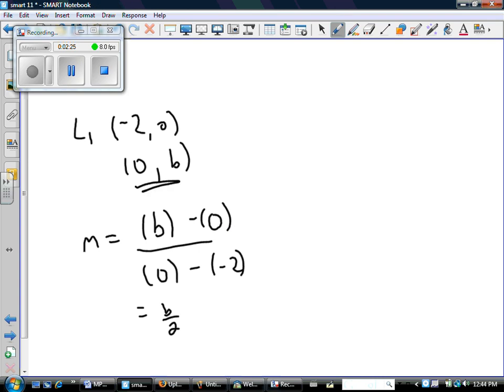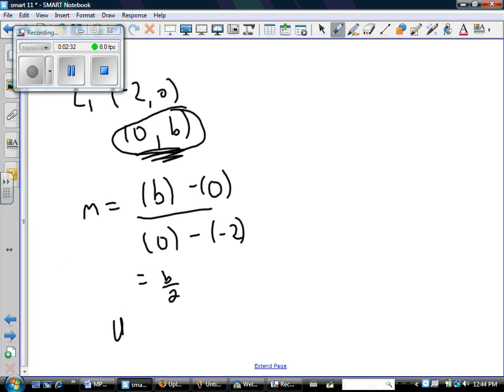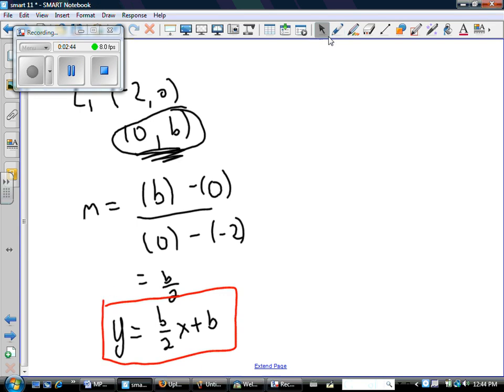Now I have the y-intercept. This point here with x equal to 0 is the y-intercept. So I already know the equation of that line is this. So this is the equation of line 1 right here. So now we're going to do the same thing for line 2.